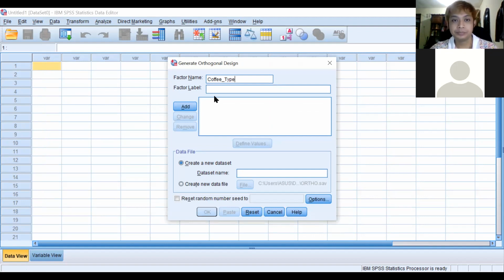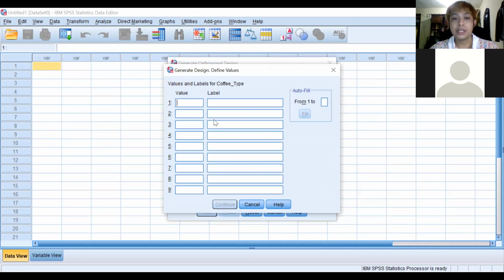Yeah, coffee type. Factor label, we don't need label. Okay, then you add, and then you click define values. How many? One is actually what? Americano. The two is the espresso. The three is the latte. The four is the cappuccino.